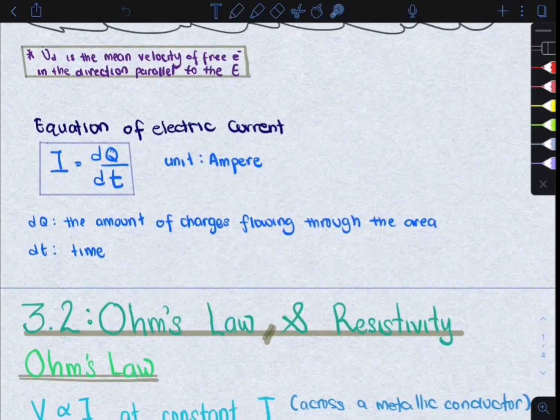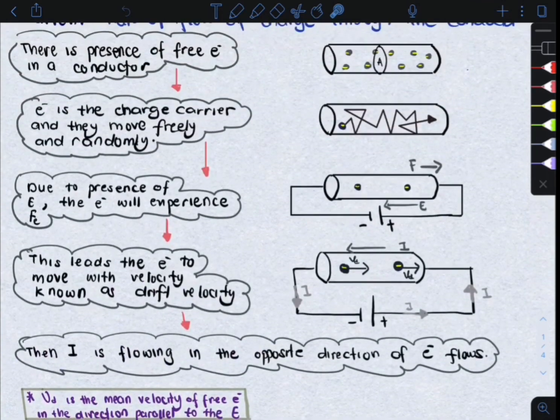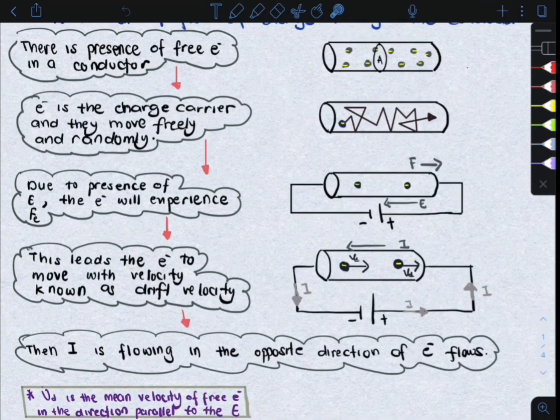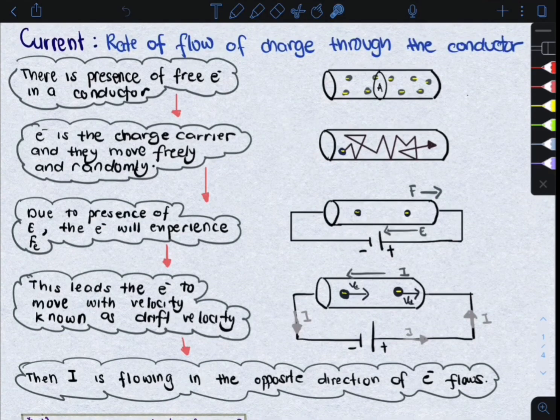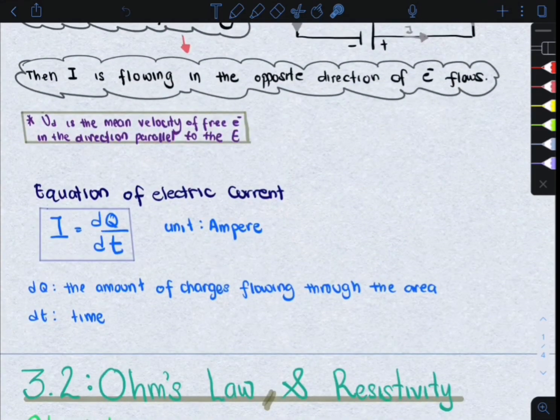Okay, next we're going to look at the equation of electric current. As you have understood, how the electron is going to flow here leads to the production of current. And current is defined as the rate of flow of charge through the conductor. So by equation, I is equals to dq over dt, where I here is the current, dq is the amount of charge flowing through the area, and dt is the time. The unit of current is ampere.